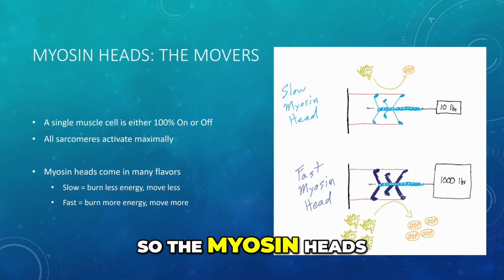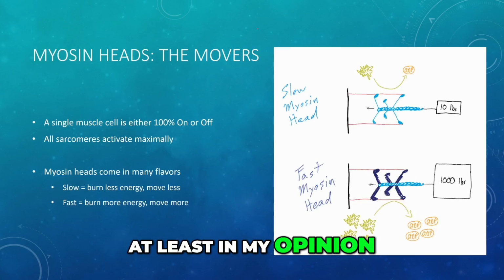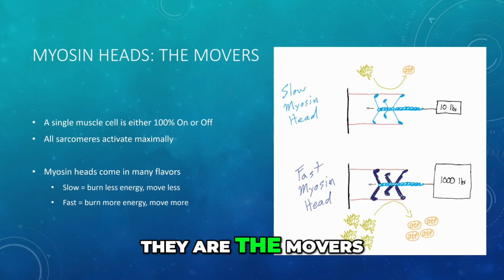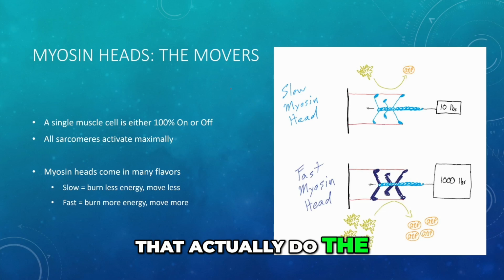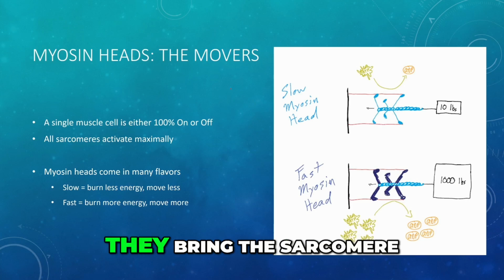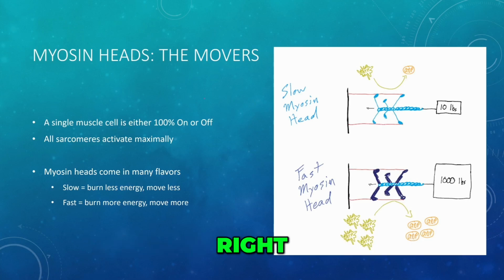So the myosin heads are the most important part of the sarcomere, at least in my opinion. And as we said before, they are the movers. They're the ones that actually do the crawling, and they eat up the energy, and they do the shortening. They bring the sarcomere all shortened together, and the muscle shortens, right?